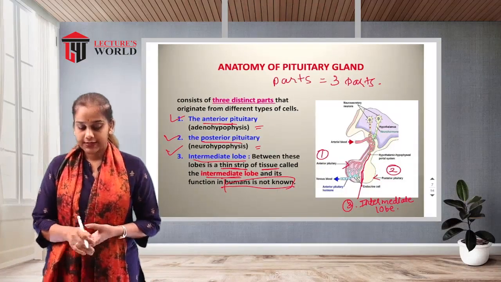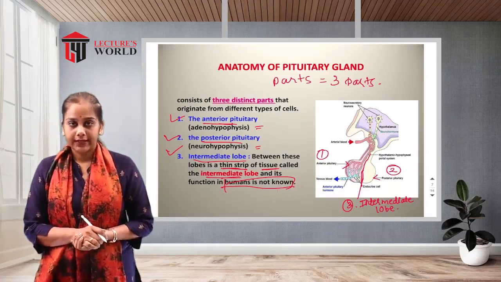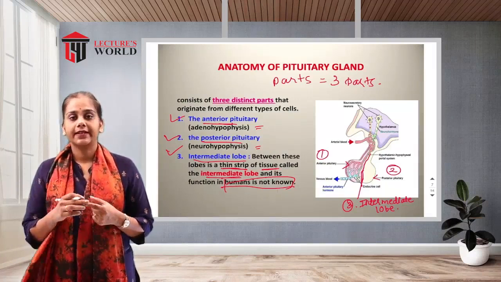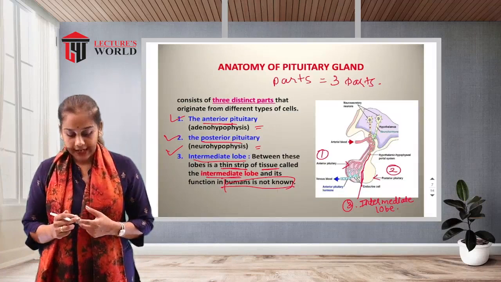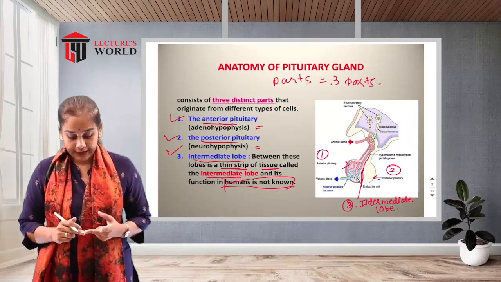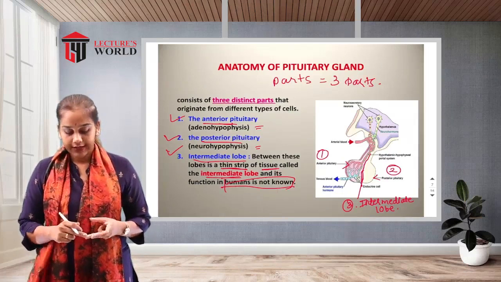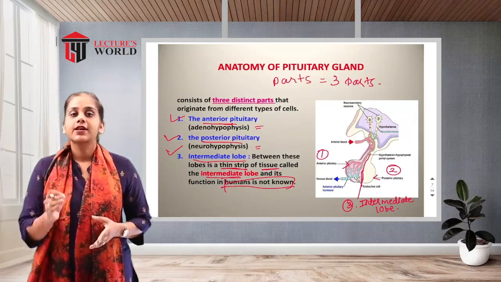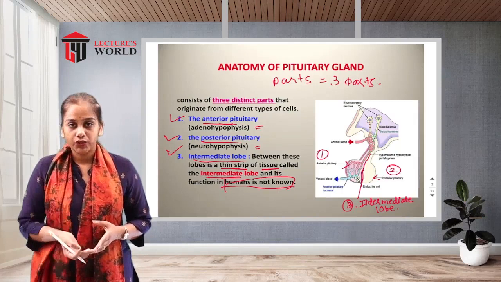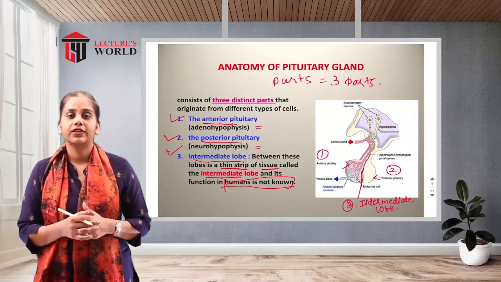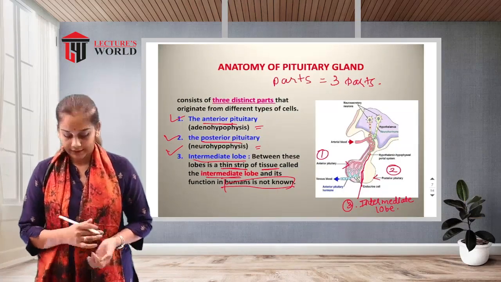So these are the parts of the pituitary gland. Three major parts: the anterior pituitary, known as the adenohypophysis, then the posterior pituitary, known as the neurohypophysis, and third the intermediate lobe. It is a thin strip of tissue, and it has no significant work in our human body.